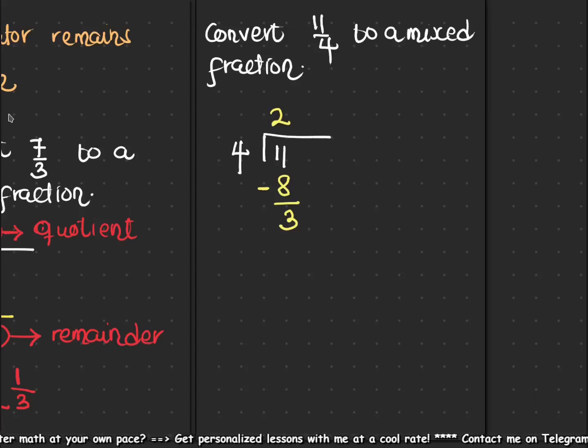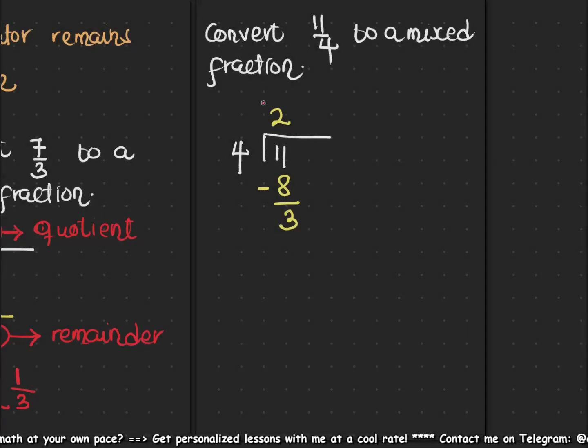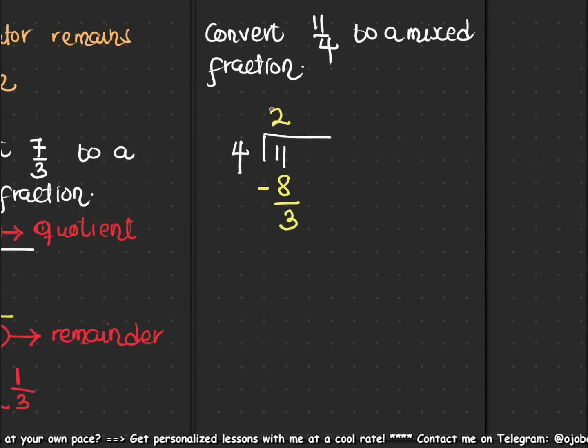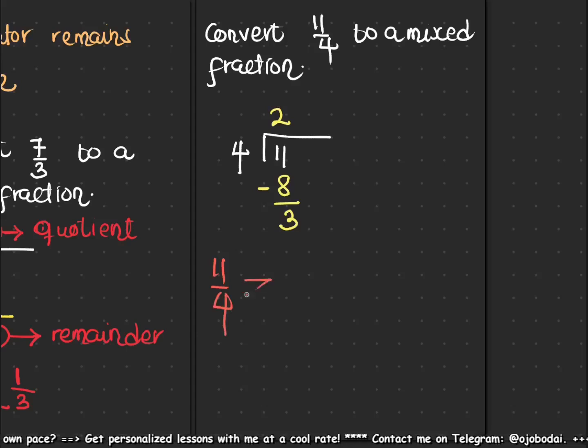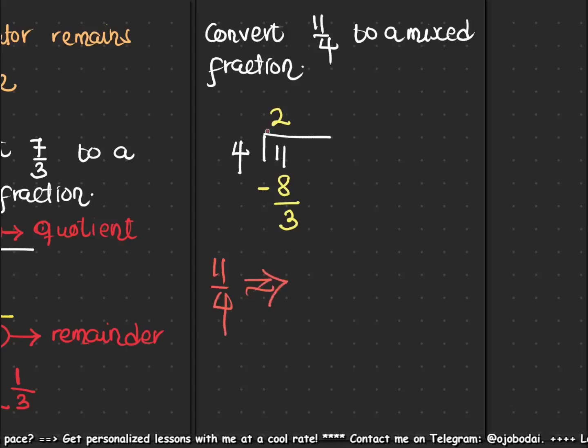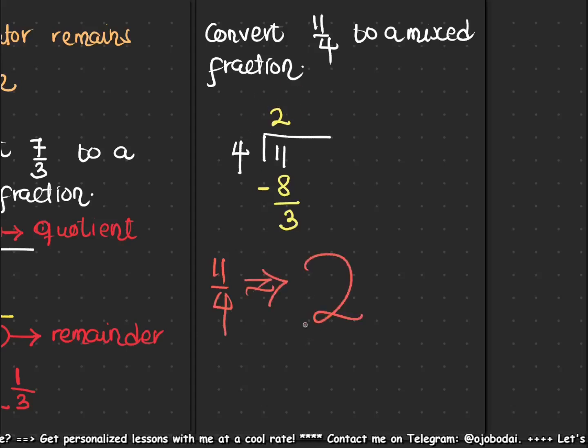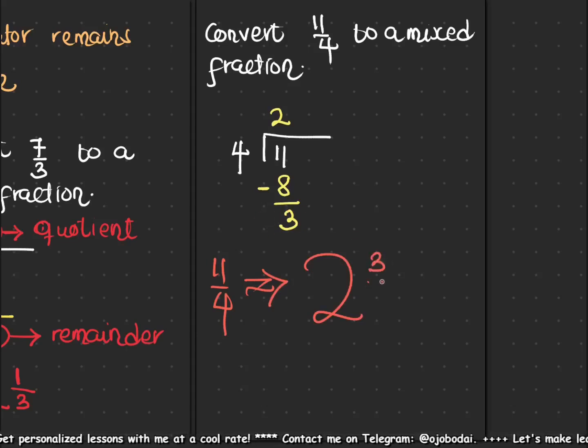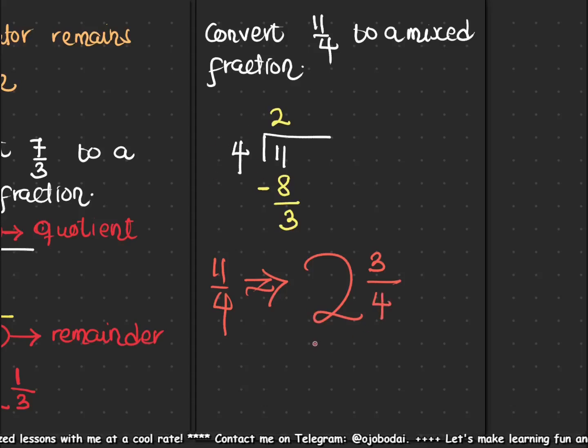So with this done, what we have here is called the quotient. So it simply means our 11 over 4 has now become the quotient first, so 2 whole number, then your remainder, which is 3, over your divisor, which is 4. You see, very straightforward.